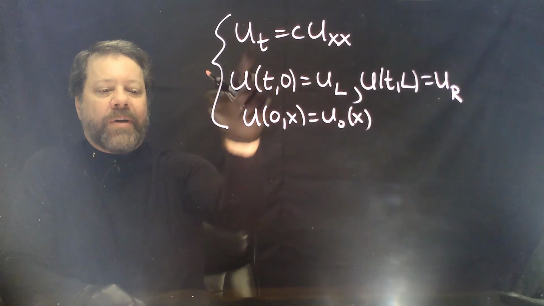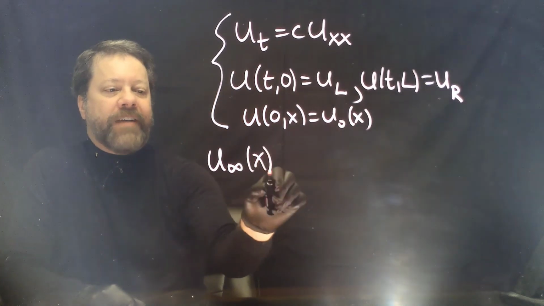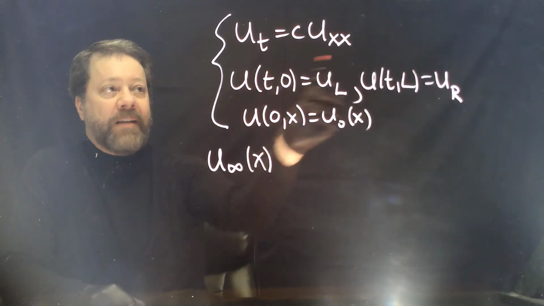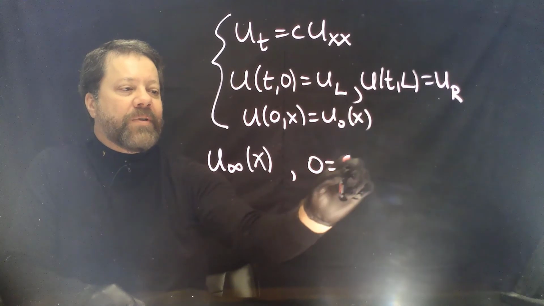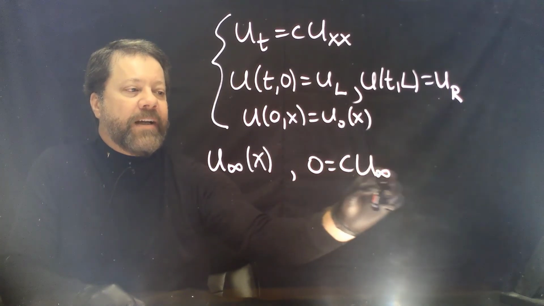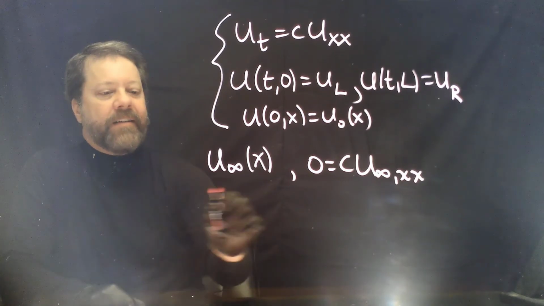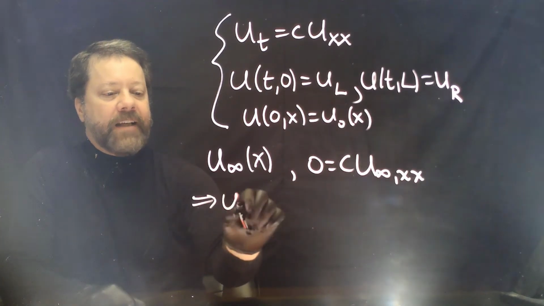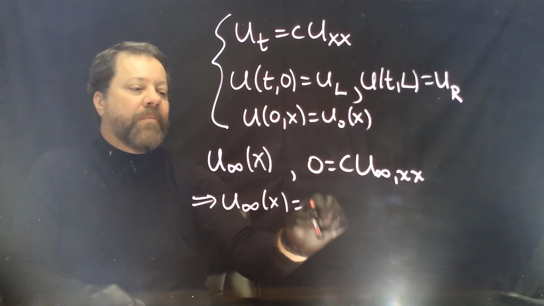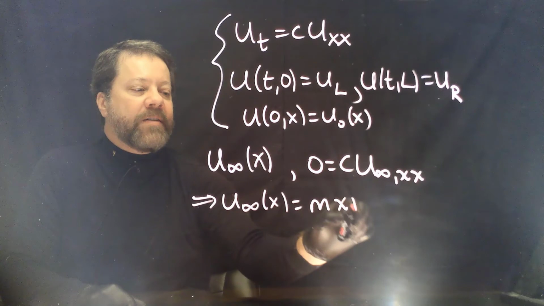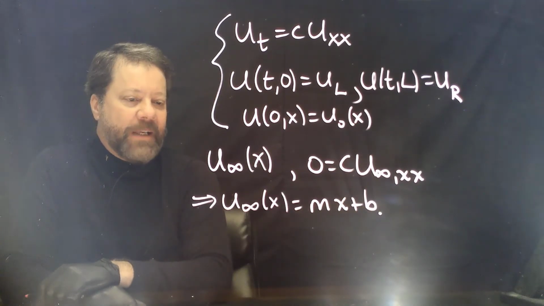will be 0 on the steady state. U infinity will be a function of x, which implies it will satisfy 0 equals c u infinity xx. That implies then that the steady state at infinity, as a function of x, will be of the form mx plus b for some constants m and b.